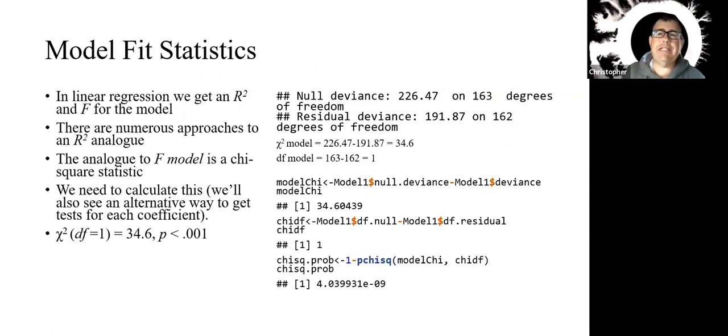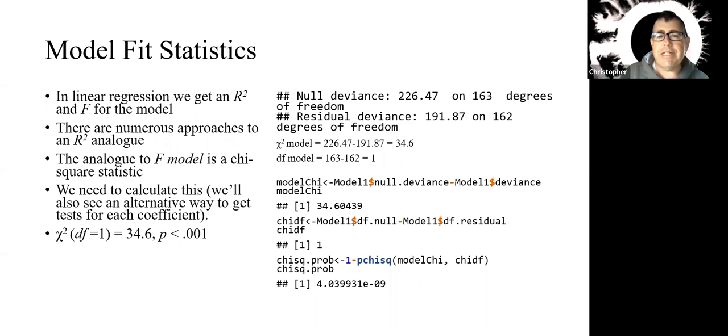All right, another type of statistic, one that's not particularly useful when we have a single predictor, but we'll talk about it in the context of a single predictor before we move on. In regression, we get an R-square for a model and an F for that model, testing the R-square significance. We'll talk at the end in the final set of slides about analogous statistics for the R-square. We'll see that that's a kind of a contentious issue within the logistic regression literature. But there is a clear analog to the F model statistic, and that is a chi-square statistic.